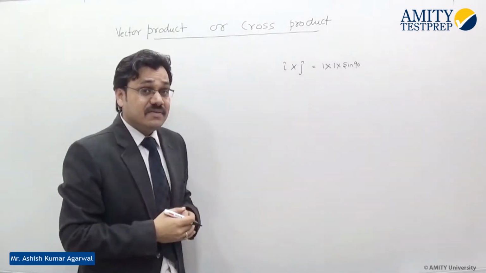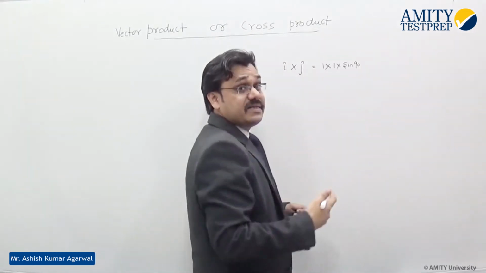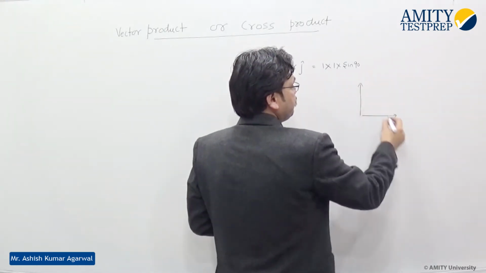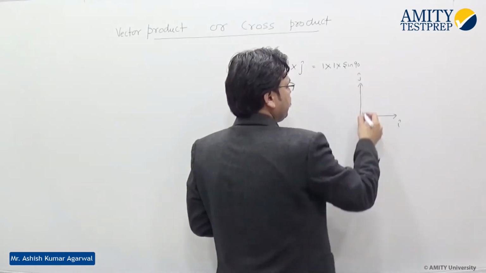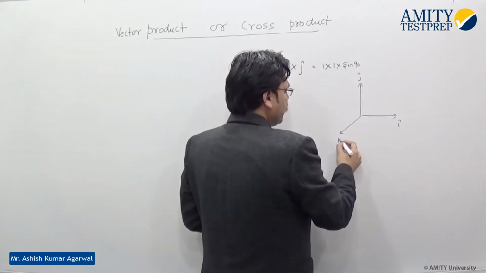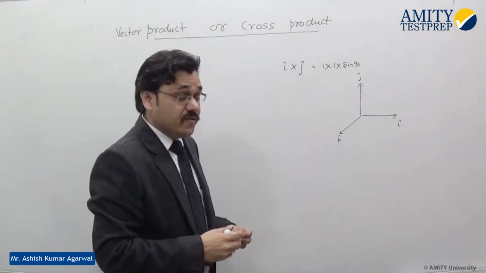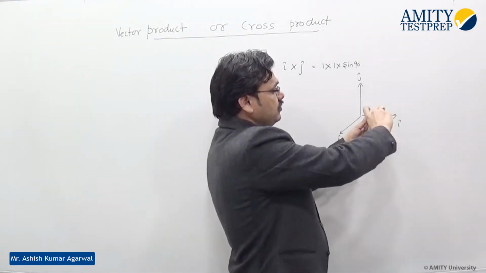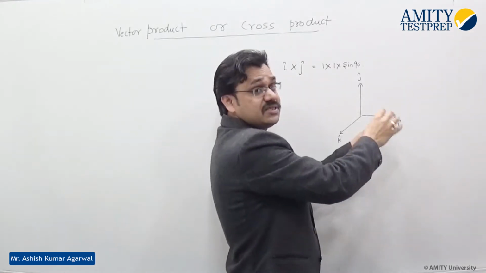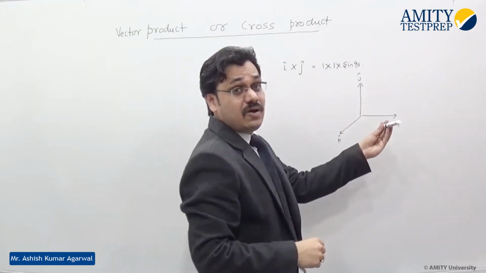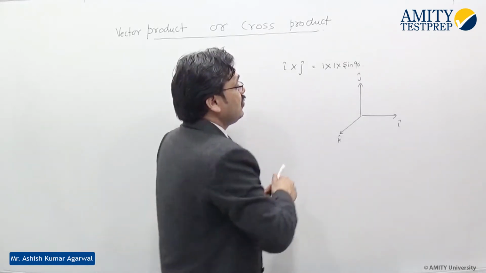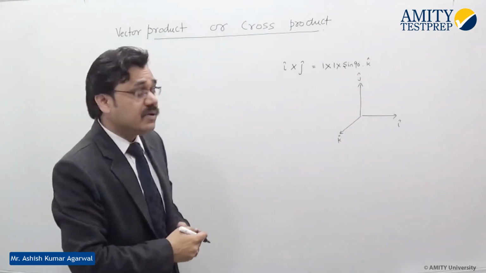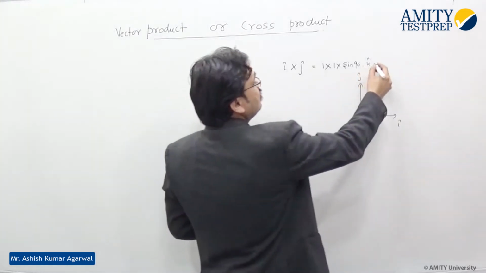Now the other part, what is the n cap here? If this is i cap, this is j cap, you can take k cap as outward. If you put a nail here and rotate it from i to j, you find the tip is moving outward. It means along the k cap. So it gives a unit vector in the direction of k cap. When you multiply it, you get k cap.